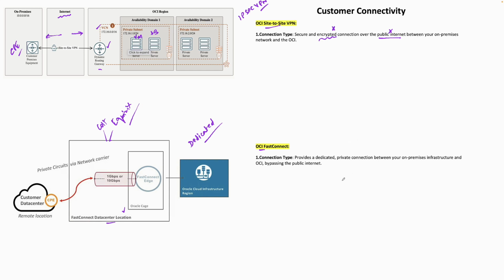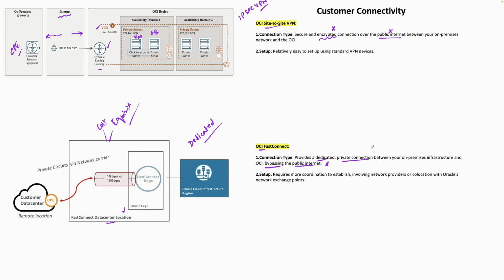Now if I compare it with FastConnect, it is a dedicated private connection. Here we are talking about a physical connection. There is a physical cable or multiple cables being laid between your remote location and your OCI region. It's your private connection between your on-prem network and OCI, and it bypasses the public internet. Very important: in FastConnect, you are not at all using the internet. It is your dedicated line which provides that connectivity.